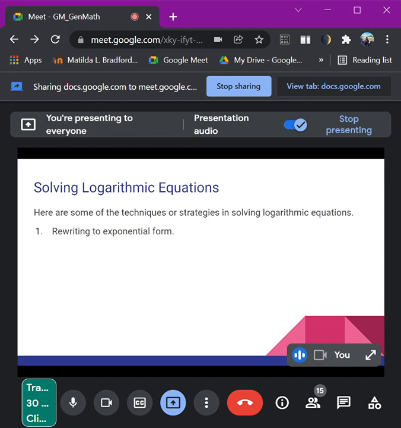Rewriting to exponential form. Okay, so we have here rewriting to exponential form. If you can still remember, in our previous classes, we had writing logarithmic form into exponential form, and vice versa. So this will help you in solving your logarithmic equations.